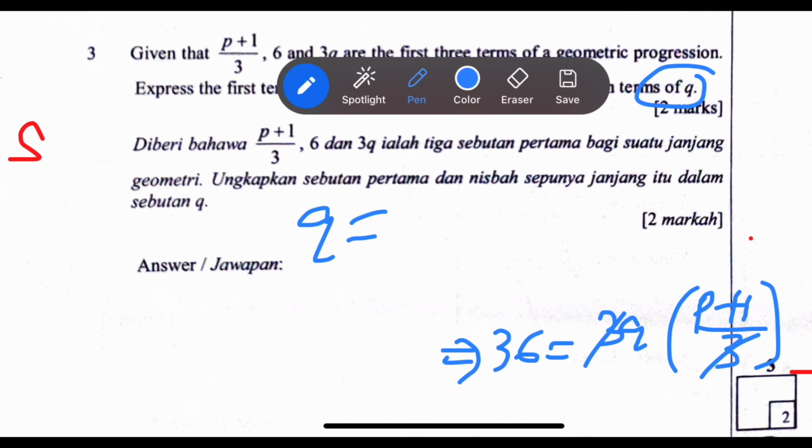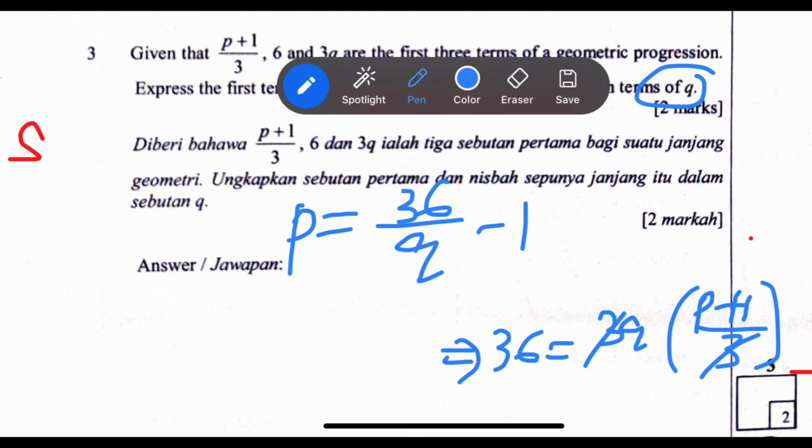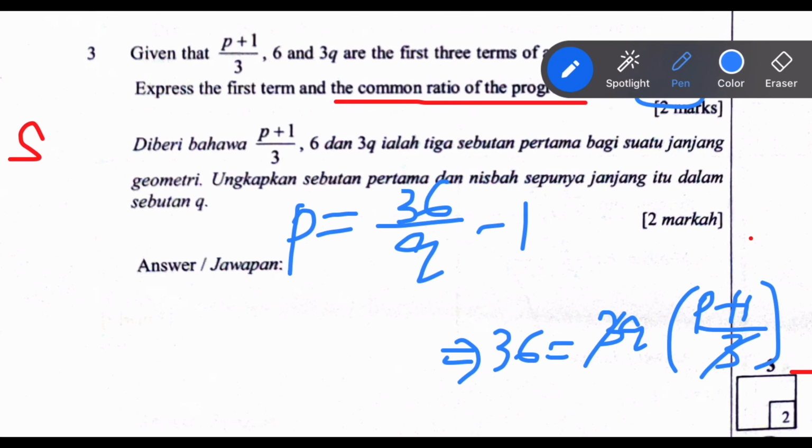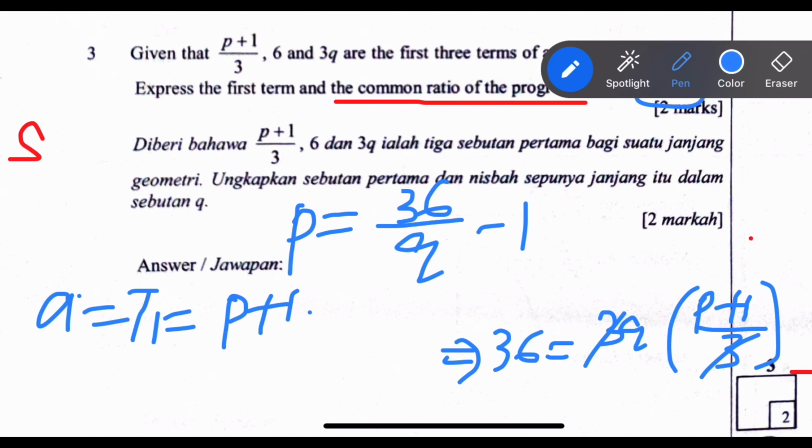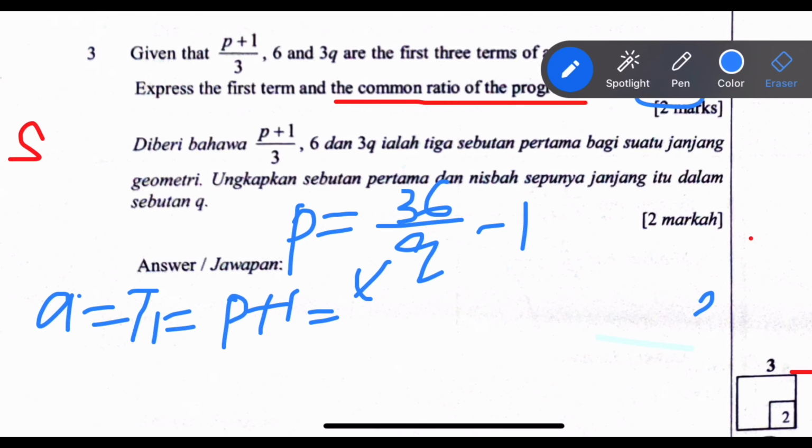So basically when you see "in terms of Q," you have to start with P equal to how many Q. So P is 36 over Q minus 1. So I'm going to substitute into the first term. Alright, so the first term is equal to P plus 1 over 3, right? Okay, so I will substitute. The moment I see P, I will substitute 36 over Q minus 1.